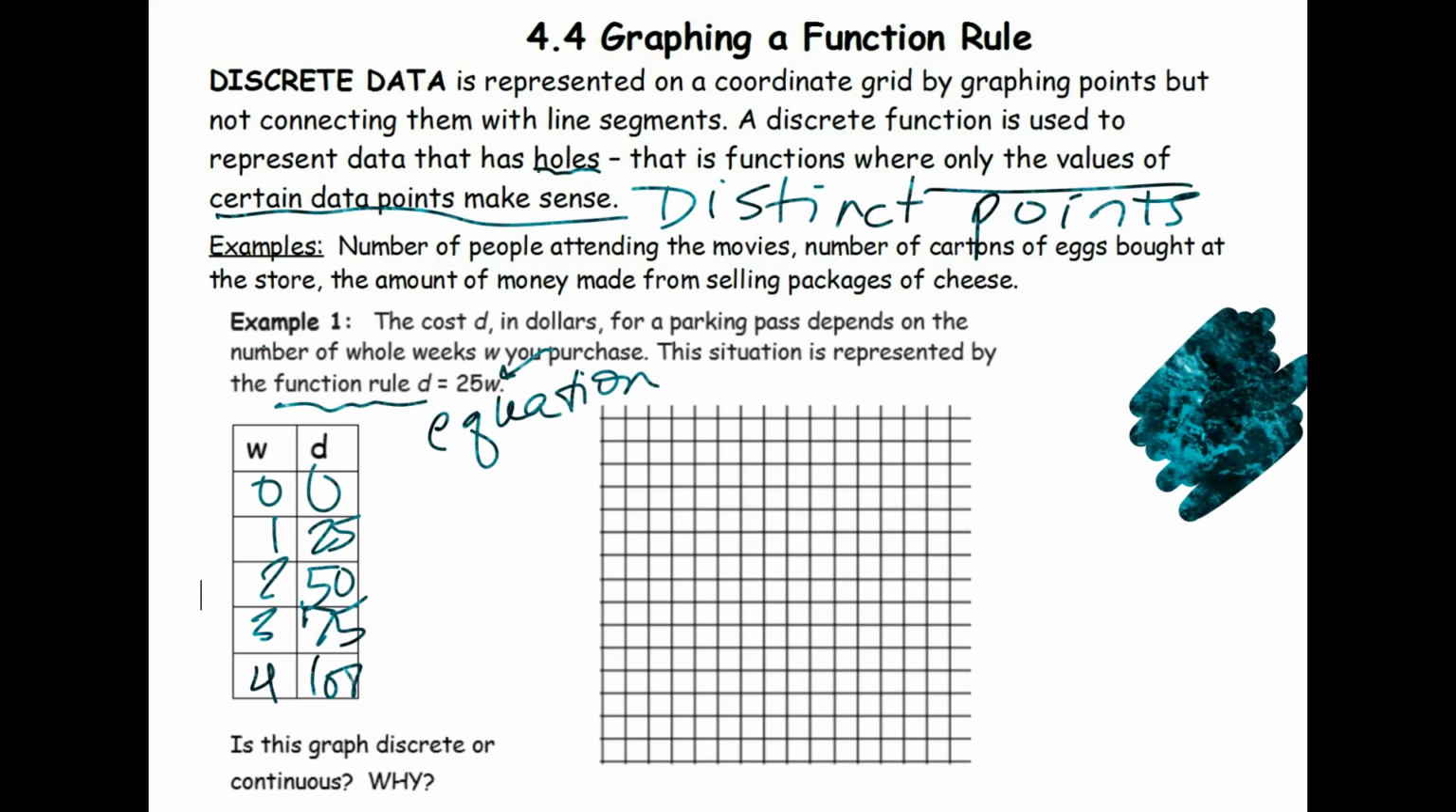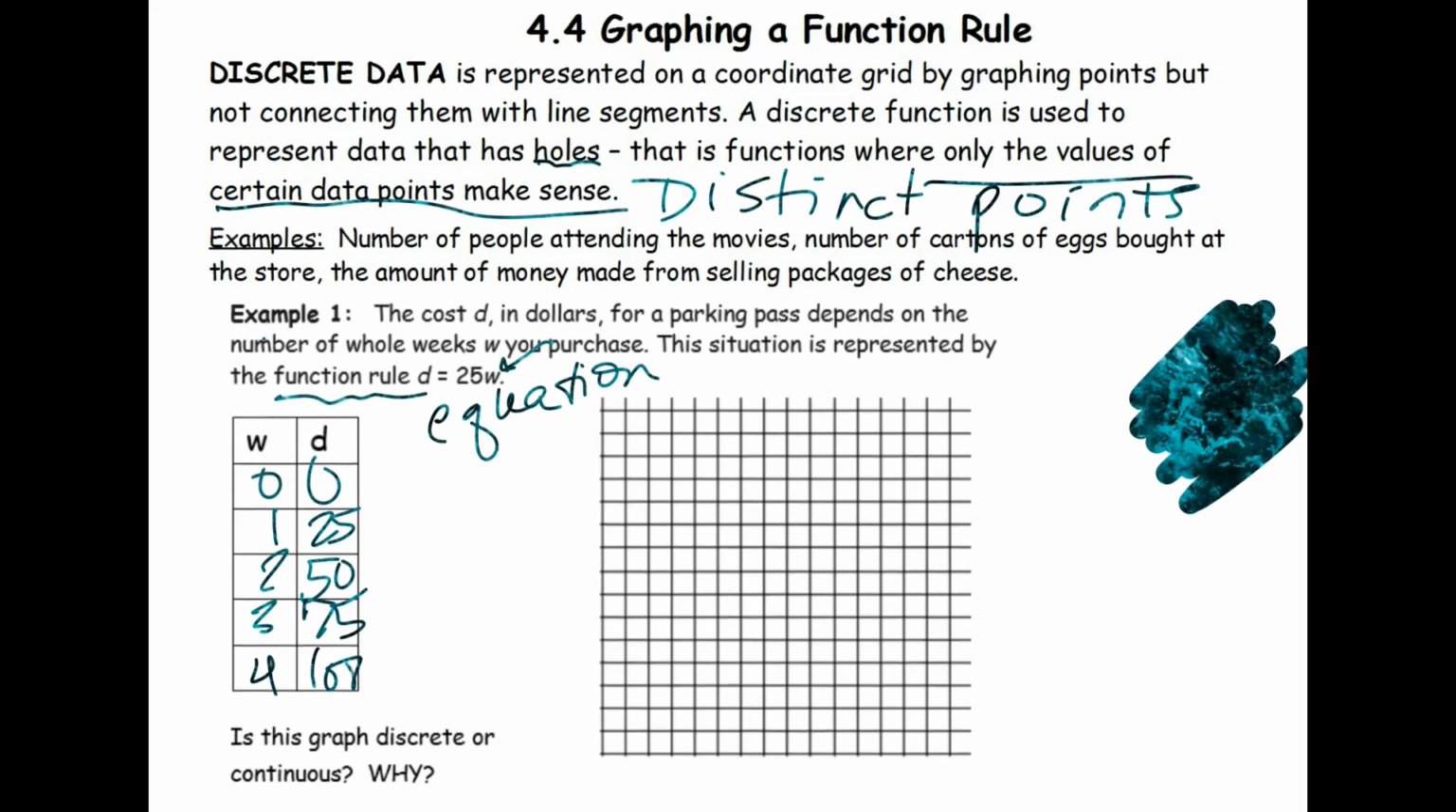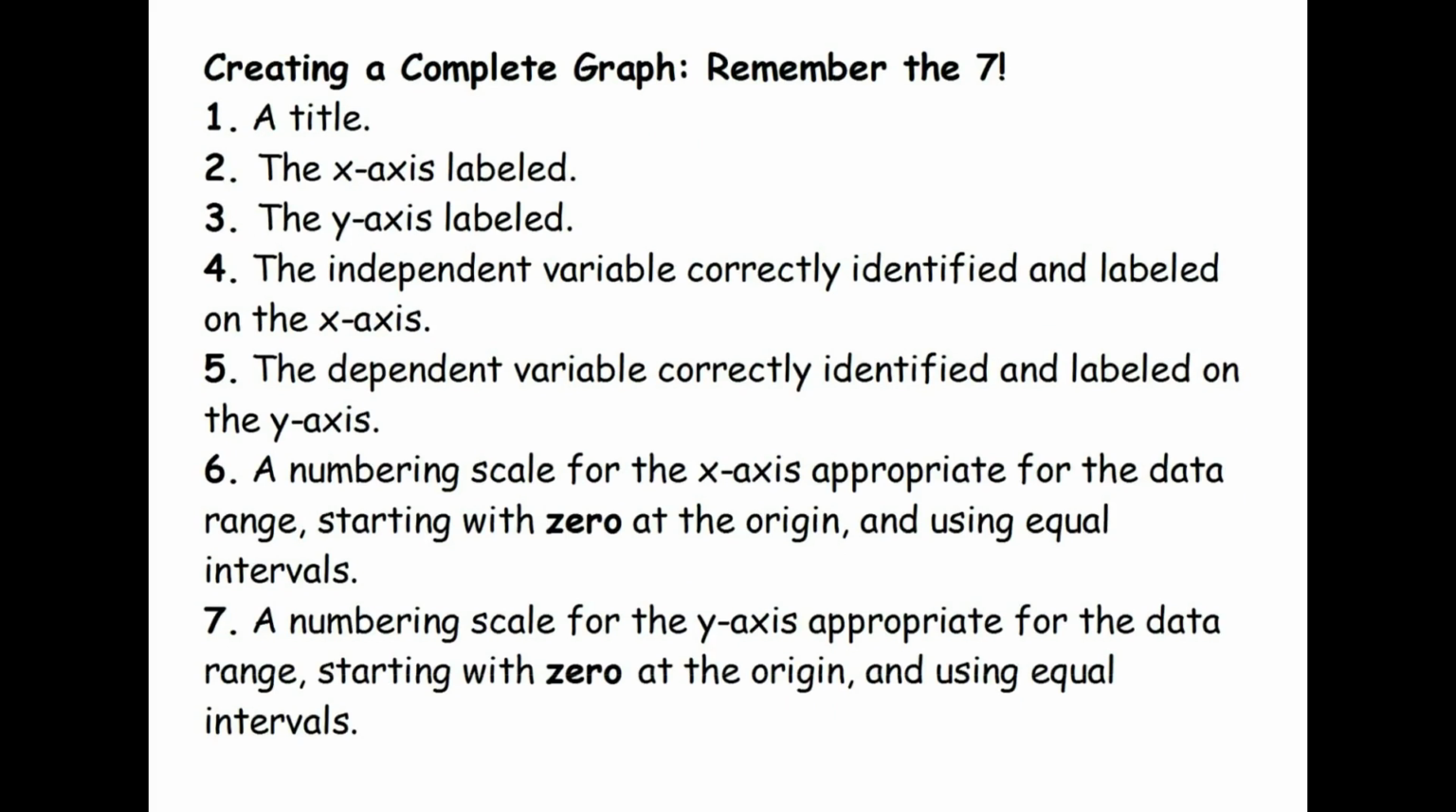So we're going to have to plot this. I don't know why I have this down here, but I do. It's out of order, but whatever, it's here. So creating a complete graph, remember the 7. The first thing we need is a title. The second is the x-axis labeled, the third the y-axis labeled. The fourth thing is the independent variable correctly identified and labeled on the x-axis. The fifth thing is the dependent variable correctly identified and labeled on the y-axis. Number 6, a numbering scale for the x-axis appropriate for the data range, starting with 0 at the origin and using equal intervals. And then 7 is a numbering scale for the y-axis. It's the same thing.